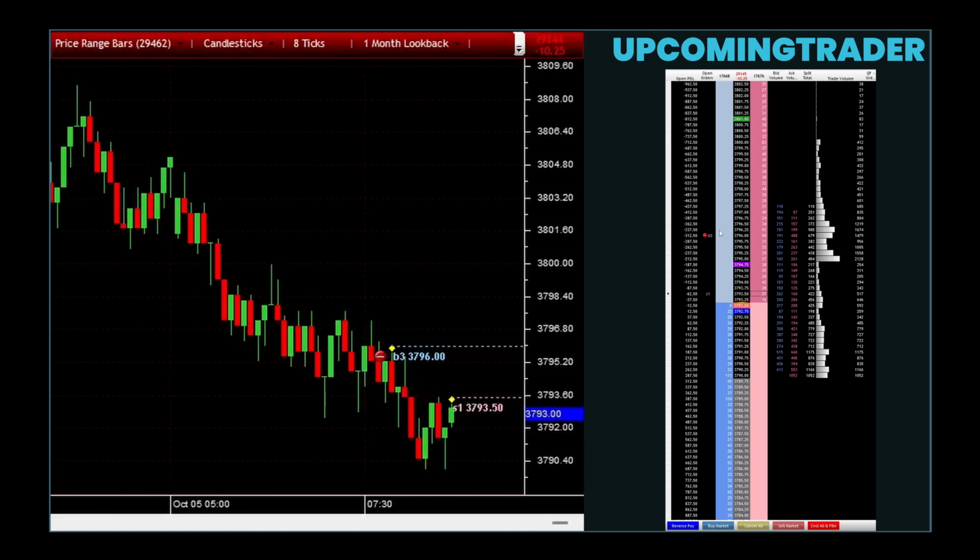The crucial characteristic of this pattern is that the body of the second candle completely engulfs the body of the first. This means the opening price of the second candle is higher than the closing price of the first, and the closing price of the second candle is lower than the opening price of the first candle.